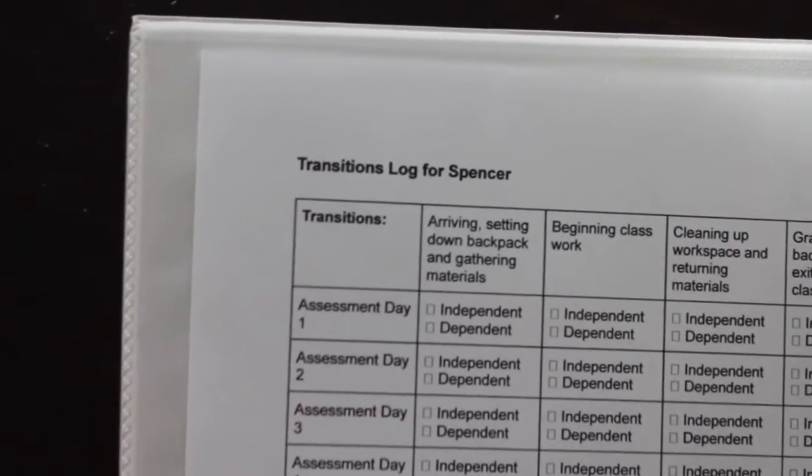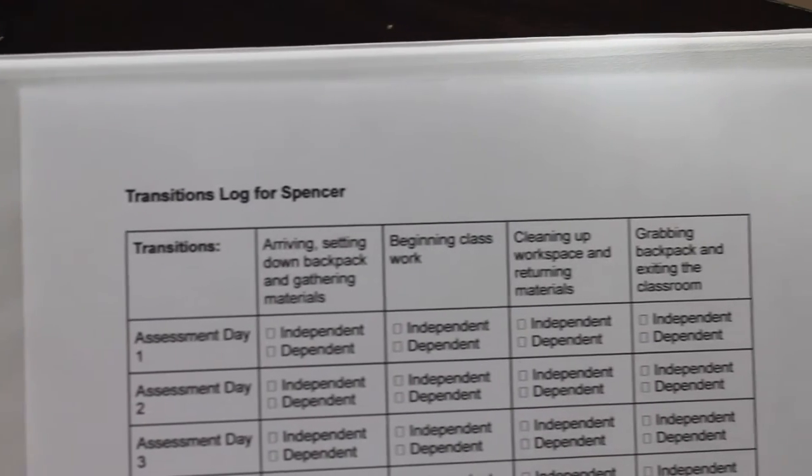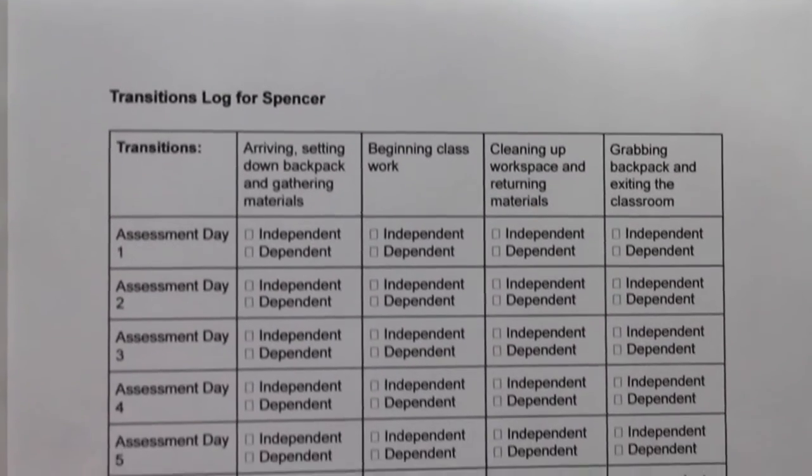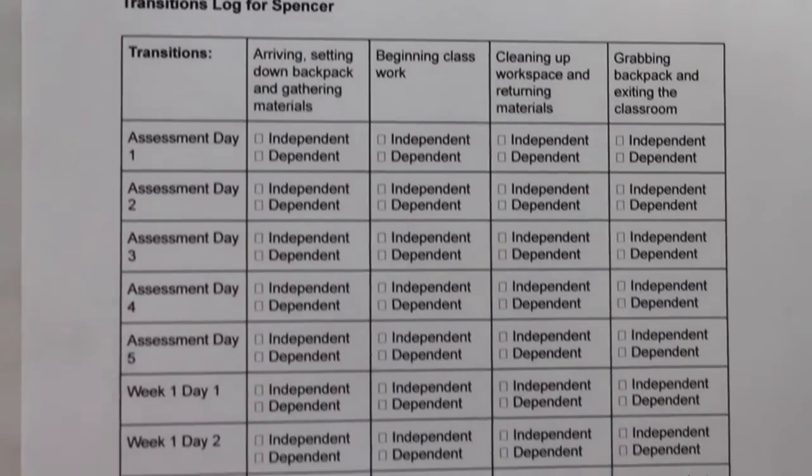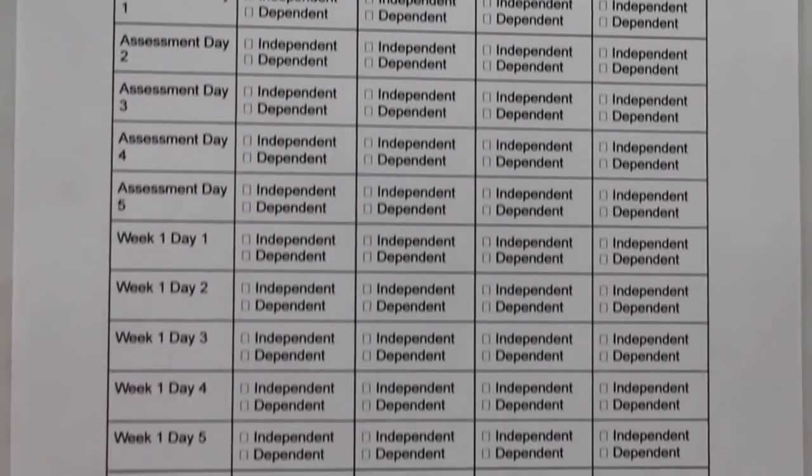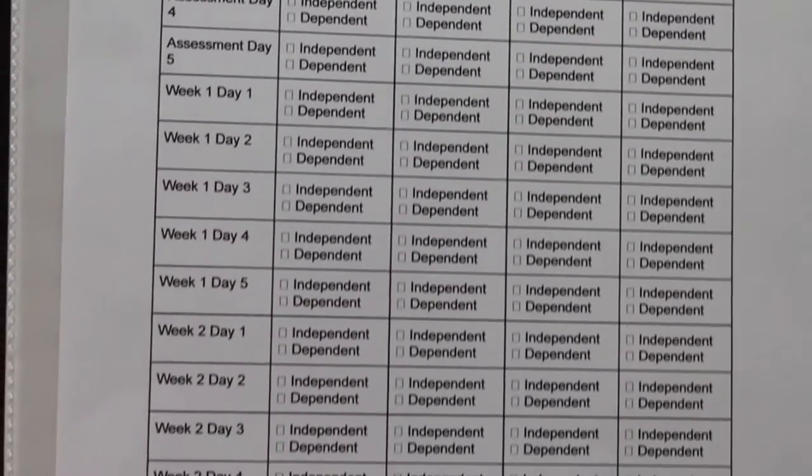Before I implement the strategy, I will assess Spencer's ability to independently transition in the classroom. So I will be assessing his progress during 1 week of class using a log somewhat like this. I have all of the transitions listed, and these are pretty general, so they can be used during this period of time before they begin the clay project and also during the time that they work on the clay project. Using this log, I will be able to see what transitions are harder or easier for Spencer.